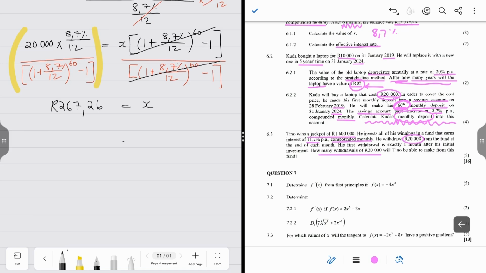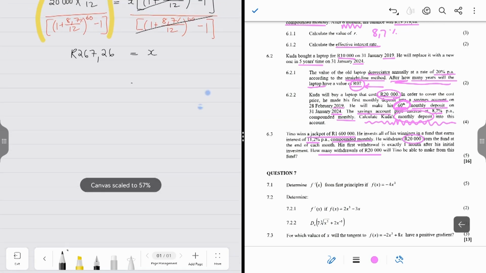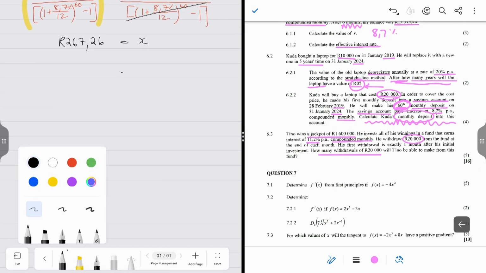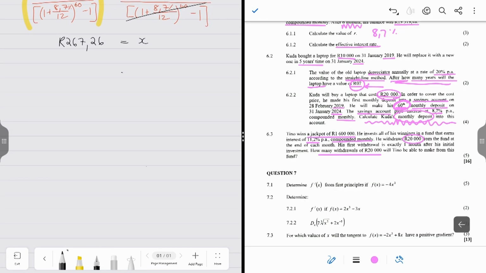How many withdrawals of 20,000 will Tino be able to make from this fund? So I need us to understand quickly before we get started. Firstly, let's talk about the PV formula, which I'm going to write quickly on the board. So our PV formula is PV is equal to X bracket 1 minus 1 plus i to the power of negative n, close my bracket, all over i.